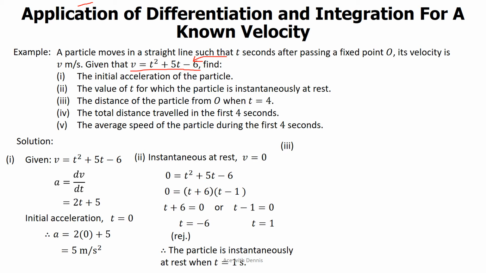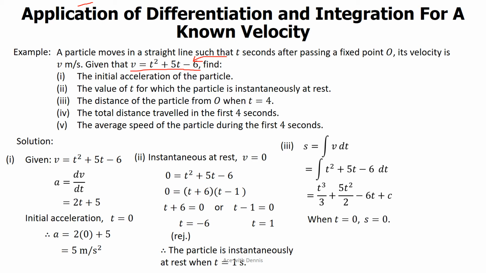Part 3, the distance of the particle from O when t is 4. So, we want to find the equation of the displacement, which is s equals integration of v dt. So we get integration of t squared plus 5t minus 6 dt. And we get t cubed over 3 plus 5t squared over 2 minus 6t plus c.